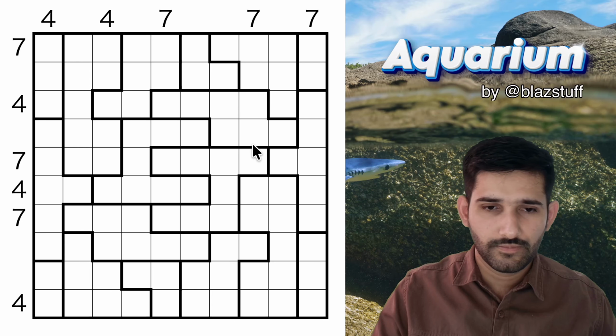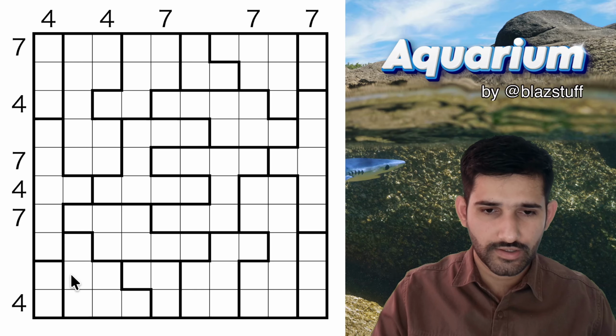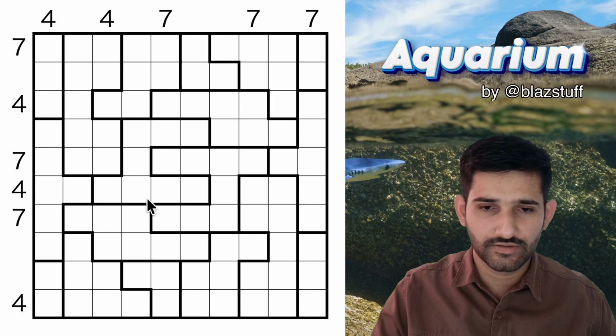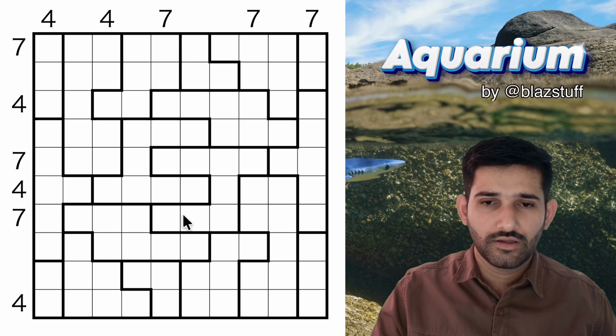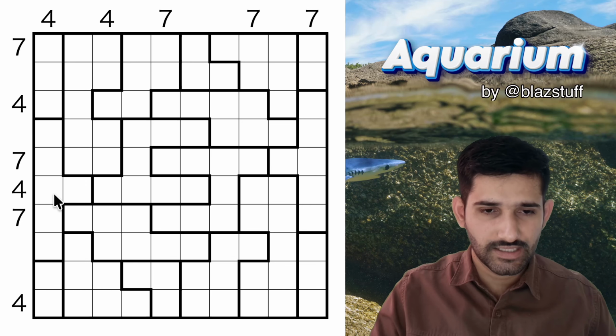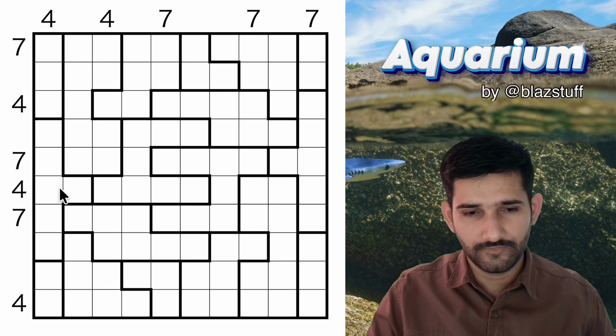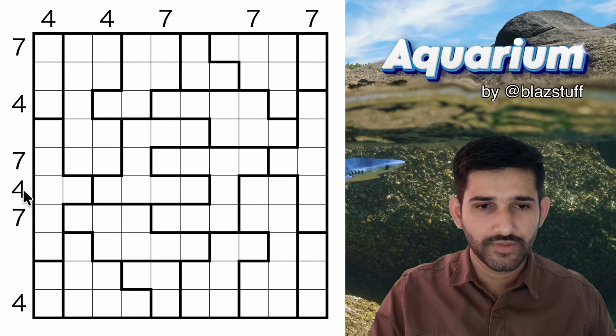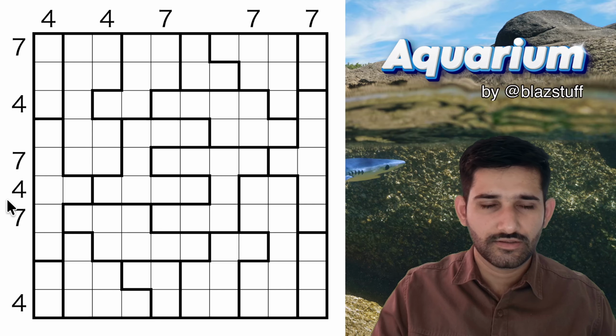In Aquarium, we have to fill water in some of these cells in the grid. We can fill water like this, but we have to follow a few rules. The most basic rules are these numbers in rows and columns. These numbers denote how many cells in that row or column contain water. For example, in this row, exactly 4 cells will contain water and the rest of the cells will be empty. So these are the clues.